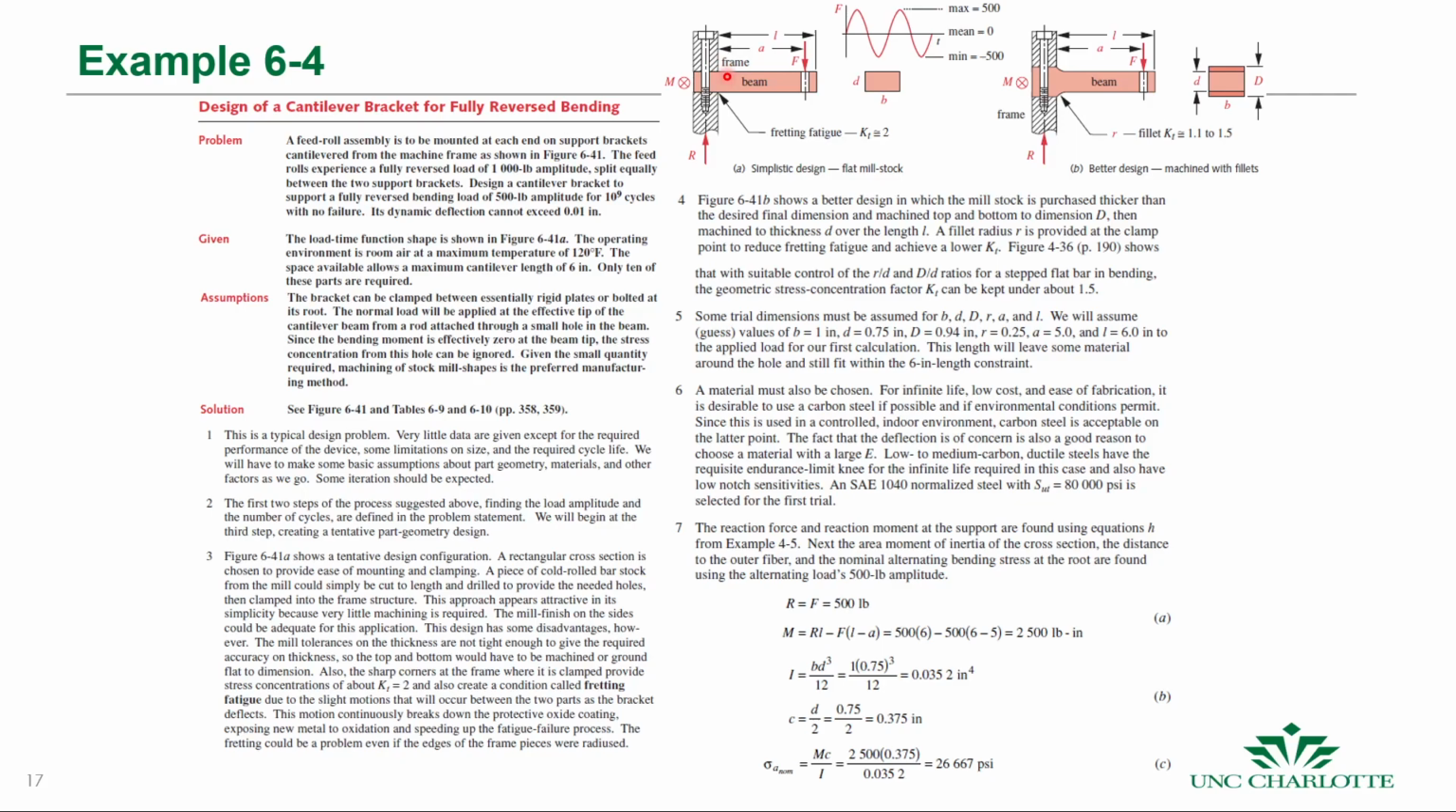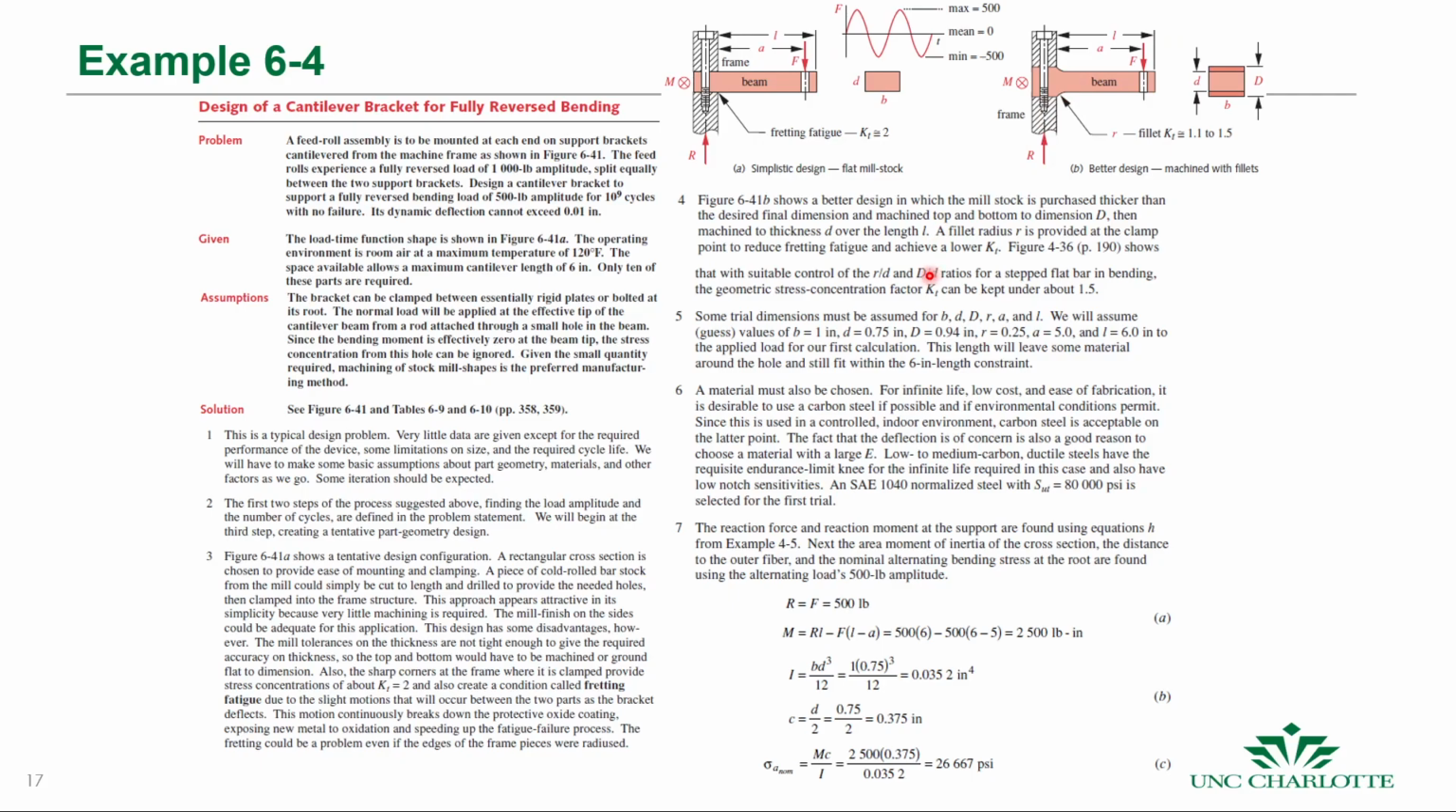So this is the simplistic design. This introduces a stress concentration factor of about 2. If instead we get a slightly larger size stock material and then machine a larger radius here, then we can drop that stress concentration to about 1.1 to 1.5, depending on the geometry. Okay. So right off the bat, we can start to use these design principles to minimize those stresses.